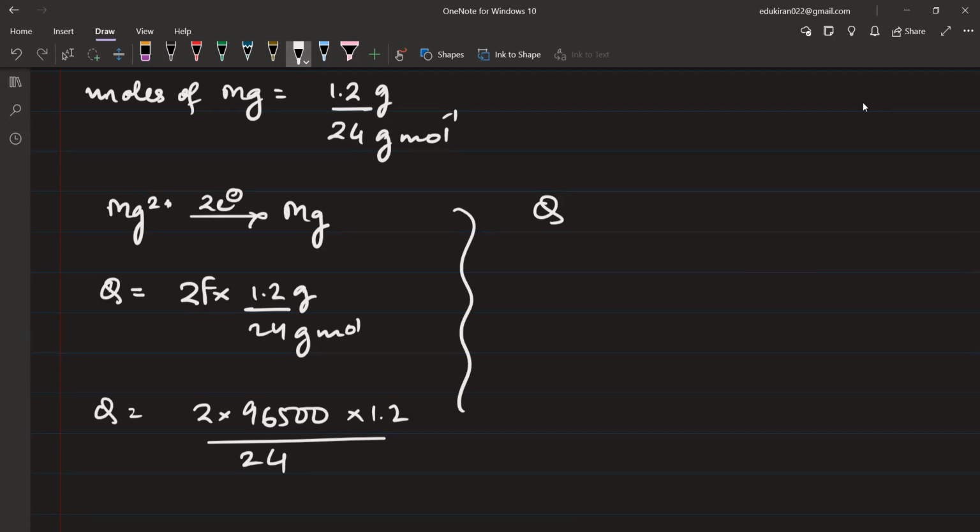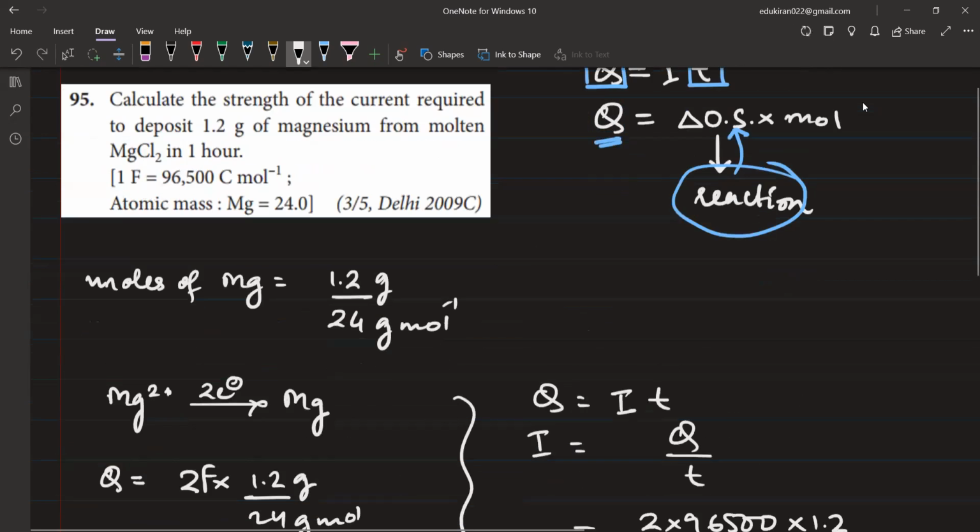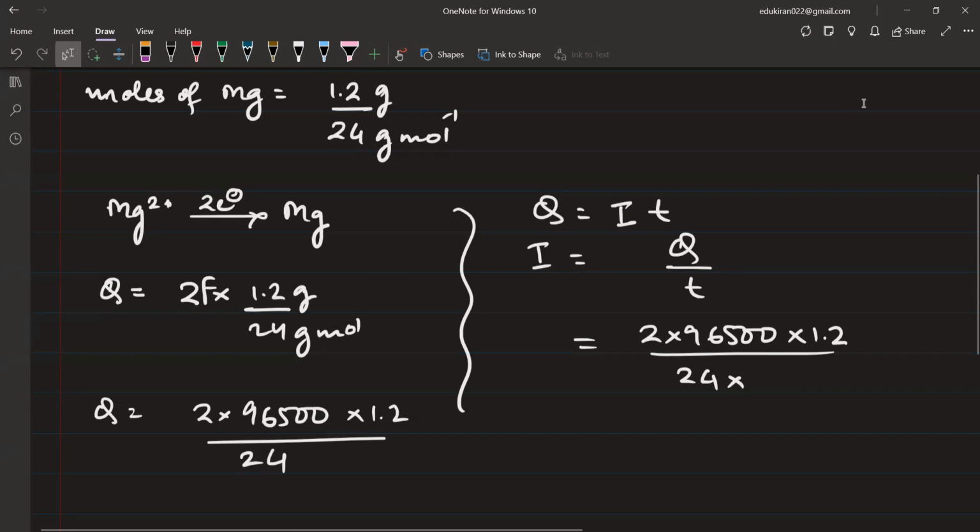Then we have another equation. Q is equal to It. So from here, I need to calculate what? The strength, I. So I will be equal to Q upon t. So this will be equal to 2 into 96500 into 1.2 divided by 24 into, 1 hour means how much seconds? 60 minutes into 60 seconds. Then you will get the answer in terms of ampere. So convert the hours into seconds.